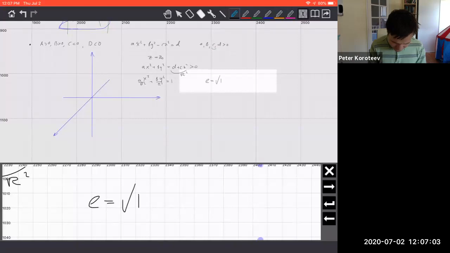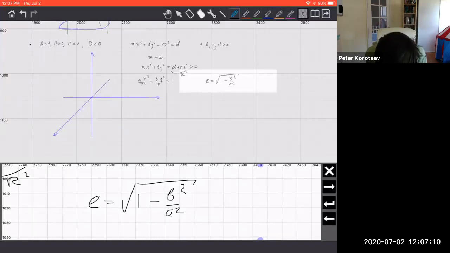It's the square root of 1 minus b squared over a squared. And then, oh, no, not b squared. Yeah, so like here, the r squared will cancel. So the contribution is an overall factor that does not change the eccentricity.